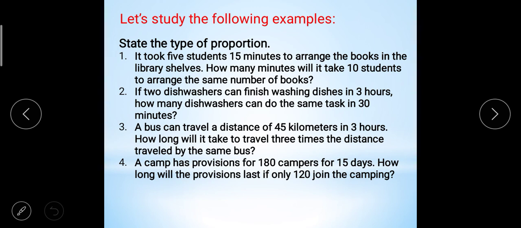Okay, gaano katagal kaya tatakbuhin nung bus yon? Okay, ang question natin dito ay ano lang ha? Kung anong type of proportion. So sa tingin mo, pagdadagdagan ba yung number of kilometers na tatakbuhin or kailangan takbuhin? Madadagdagan ba yung oras or mababawasan? So what type of proportion is that?